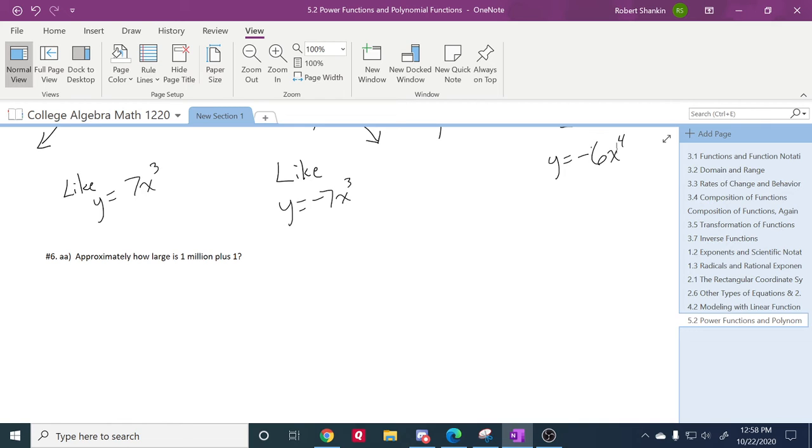So group 4, what do you have? Approximately how large is 1 million plus 1? We're gonna pass. Pass? Okay. Let me go to group 5. Approximately how large is 1 million plus 1?